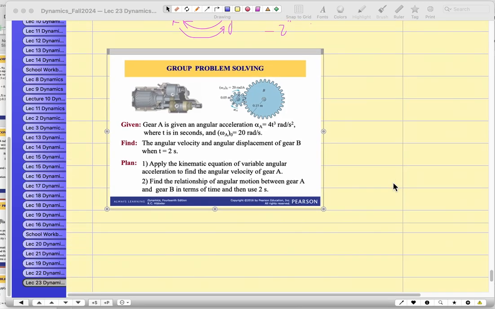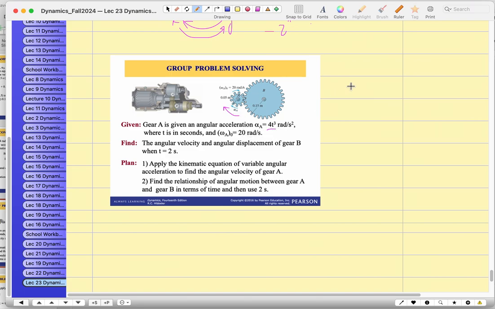Gear A is given an angular acceleration. So this gear A has an angular acceleration of 4 times t to the power 3, where t is in seconds. The initial angular velocity of gear A, omega of gear A, is 20 radians per second. Find the angular velocity after 2 seconds.